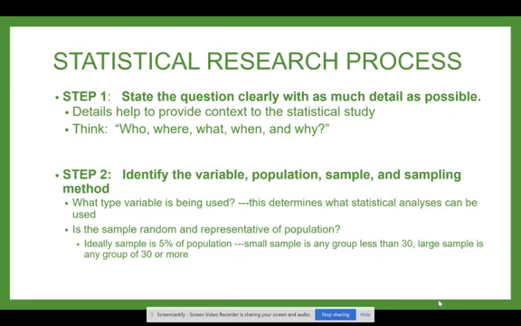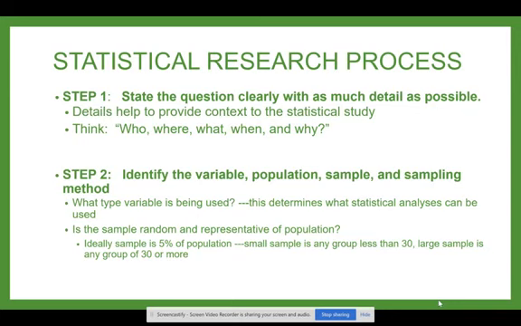Let's look at the steps involved in the statistical research process. Step 1 is to state the question clearly with as much detail as possible. Those details help to give context to the statistical study, and you want to think about, as you're stating the question, the 5 W's: who, where, what, when, and why.